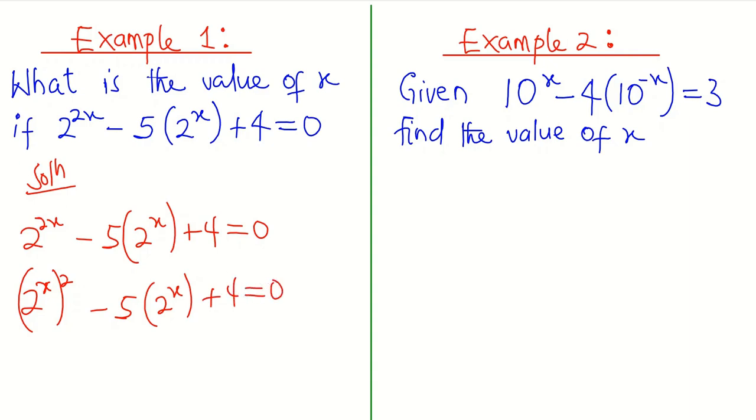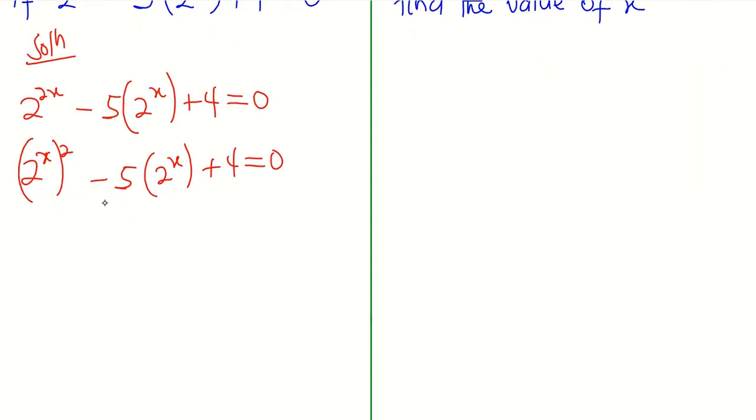And so we have the common base and common exponents. With this, we can equate them to a preferred variable. We are choosing y to be our preferred variable, which means let y be equal to 2 exponent x. In place of 2 exponent x, we substitute y. So we have y squared minus 5y plus 4, which is equal to 0.